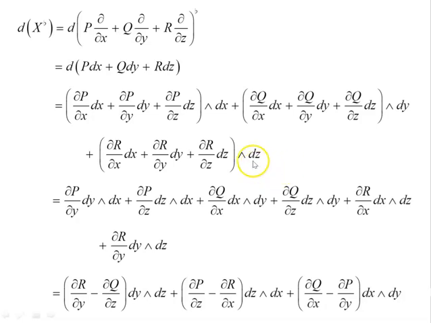Now the next thing to notice is that dz wedge dz on the end is going to drop out; that will be 0.